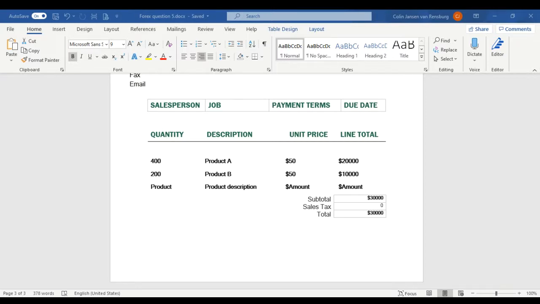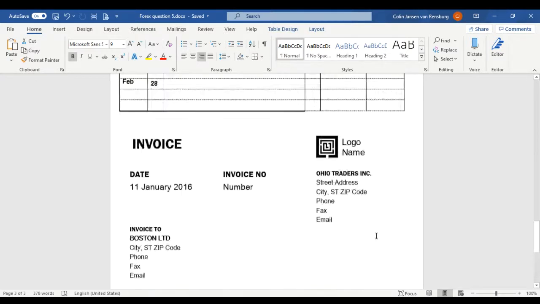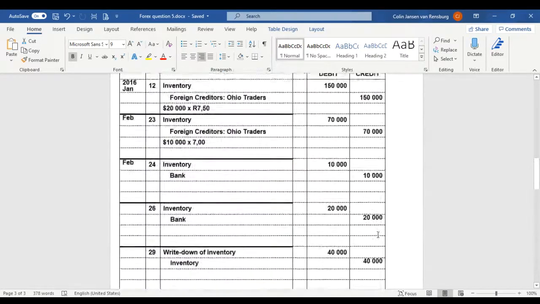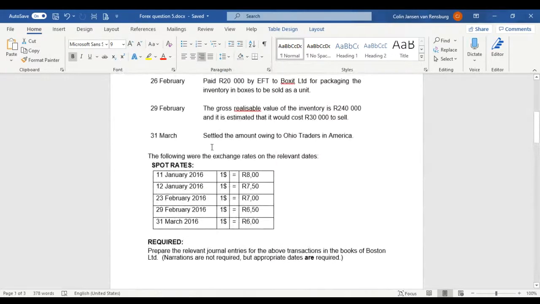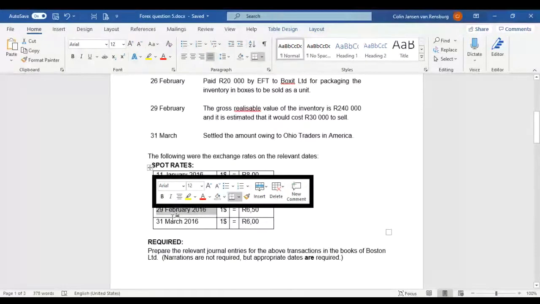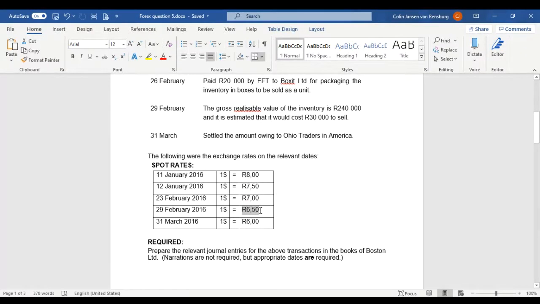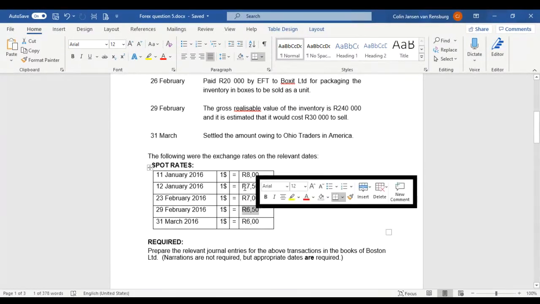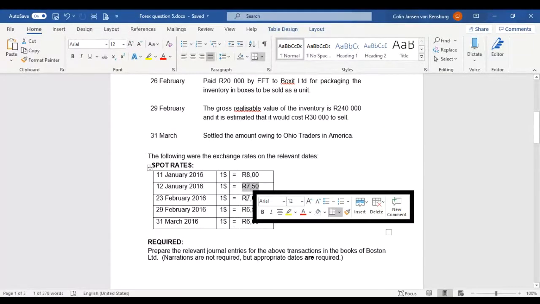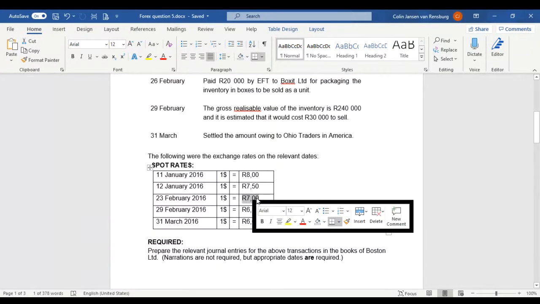We know that we owe them $30,000. There's the invoice, there's our documentary evidence. Now at the end of the year, what is the exchange rate? Let's go to our ticker board. There we see 29th of February, the exchange rate is R6.50. So it's not the same as when we recorded the purchase of product A, or the purchase of product B.